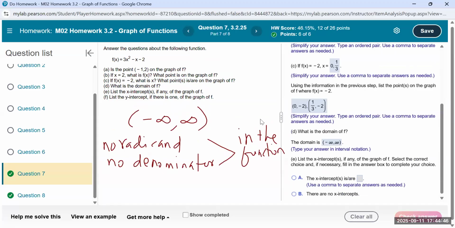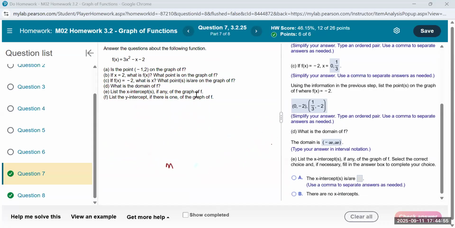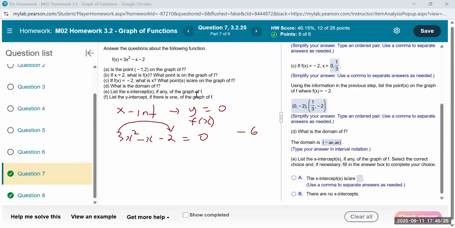Now, for E, we need to get the x-intercept. So for x-intercept, it is when your y is equal to 0. So to determine your x-intercept, you have to set y equal to 0. And our y in this case is what? The f of x. That's the output. So 3x squared minus x minus 2 equal to 0. So this is a quadratic equation. And to find this, we have to multiply the coefficient of x squared by the constant -2 and write that down.